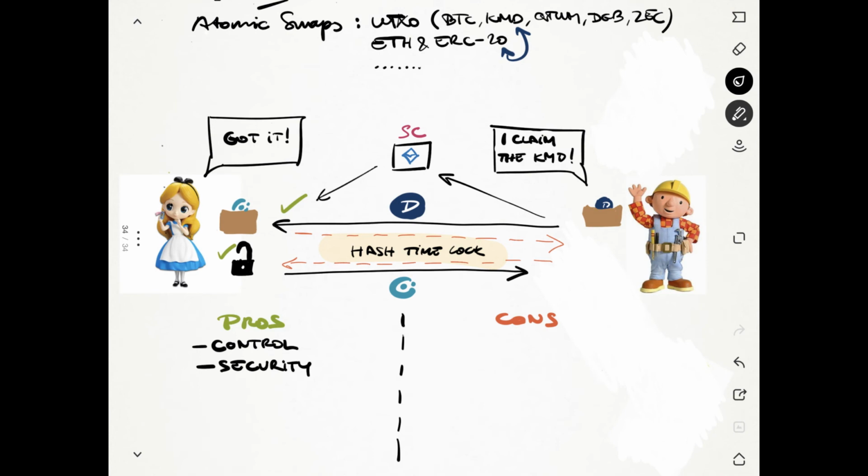So atomic swaps have been around for a few years now, at least as a research project. So why are they not the default way of trading? And that's a good question. And I believe there are three main reasons for that.